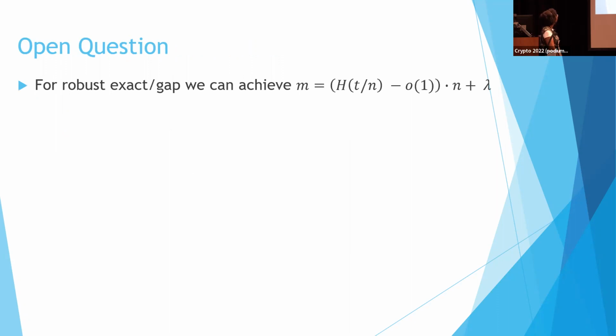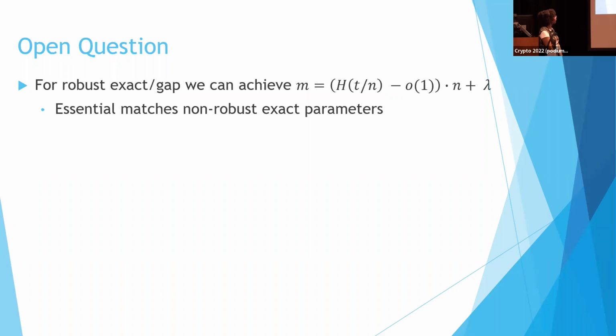The open question that I would like to leave you all with. So for our robust exact and gap constructions, we can show that we can actually achieve an output size of m equals h, that Shannon entropy, minus little o of 1 times m plus lambda. And this essentially matches the non-robust exact parameters, but we don't know how to do any better for the gap Hamming construction as opposed to the exact Hamming construction.